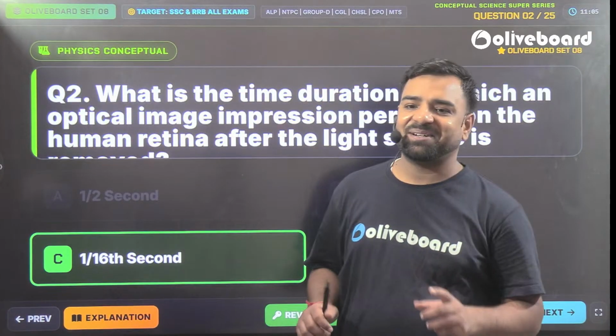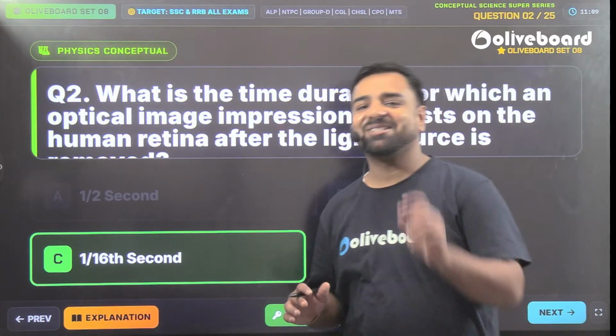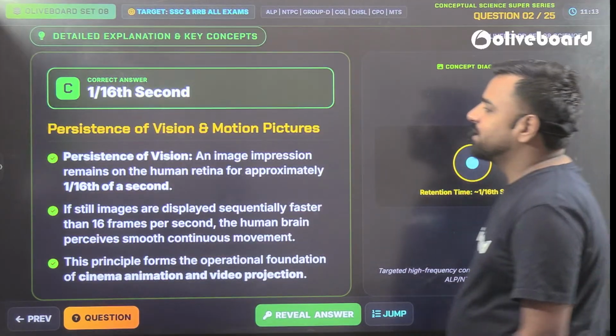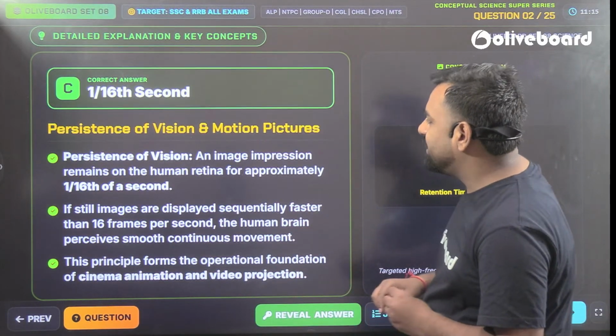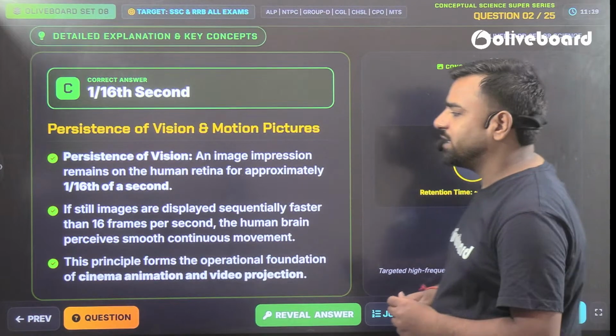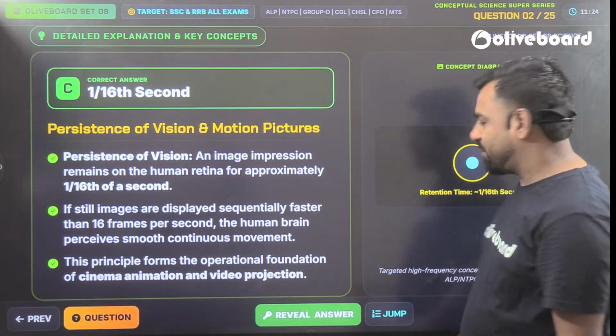I still remember yesterday in the last class, you said that most of the questions are going with option B, so that's why I have kept the options in this way. C is the answer. This is persistence of vision: an image impression remains on the human retina for approximately 1/16th of a second, and that's why option C was the correct answer. Ankita, that's great. What about the next question?